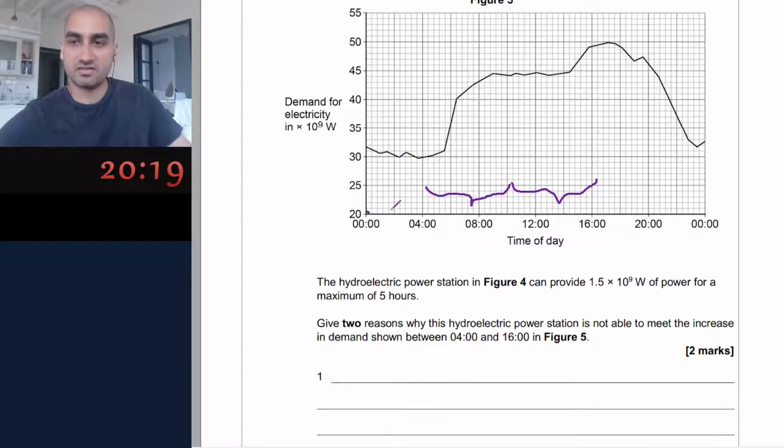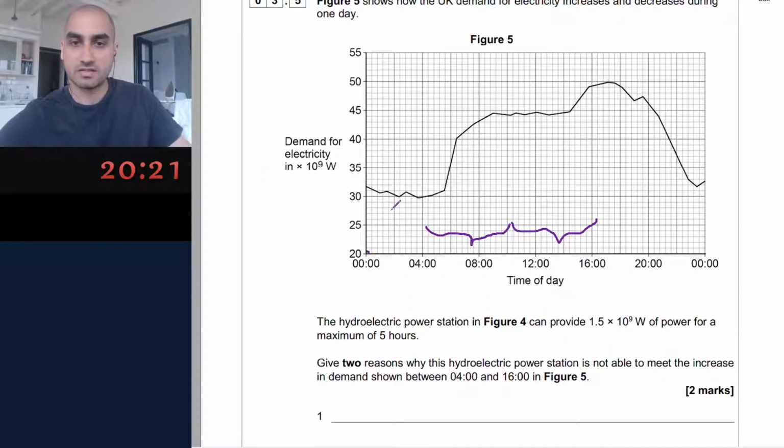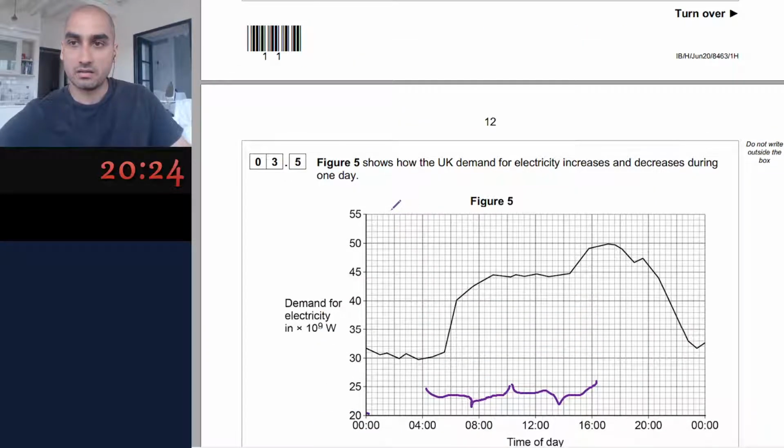I mean, this graph isn't even useful because it's just so high.